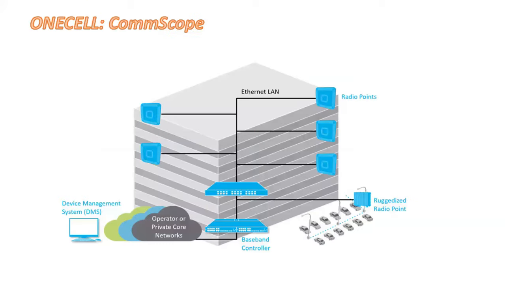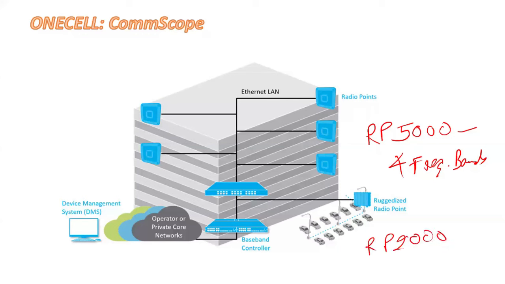And for CommScope, the small cell solution is called ONEcell. ONEcell delivers a clear mobile signal through a building of virtually any size, and this ruggedized radio point extends the signals to outdoor spaces as well, such as courtyards and parking lots. It has similar parts like baseband controllers and radio points. Examples can be the RP5000. This is multi-carrier, and it can support up to 4 frequency bands. Then we have the RP2000, and it is highly compact and used for a single frequency. So these are the solutions.